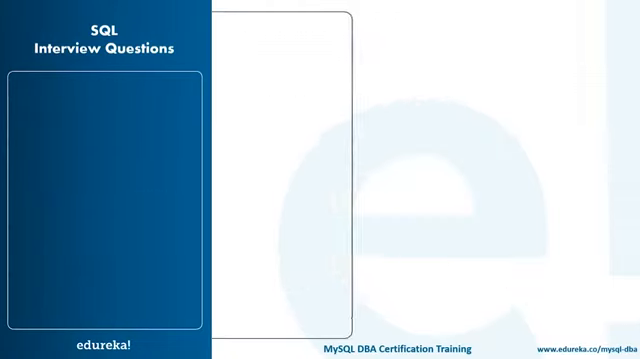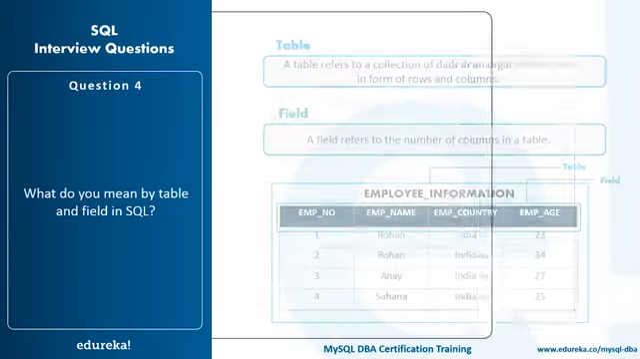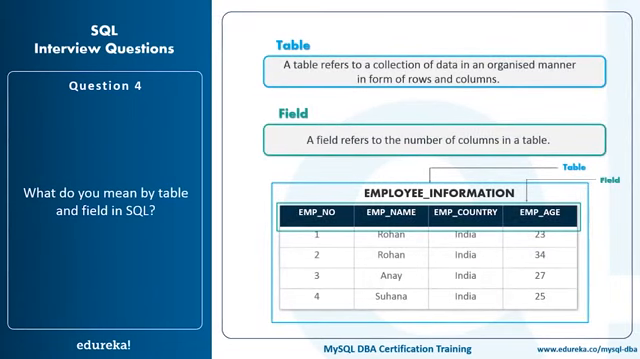So now moving on to our next question, that is, what do you mean by a table and a field in SQL? So now the answer to this question is quite simple. A table basically refers to a collection of data in an organized manner in the form of rows and columns, and a field refers to the number of columns in the table.